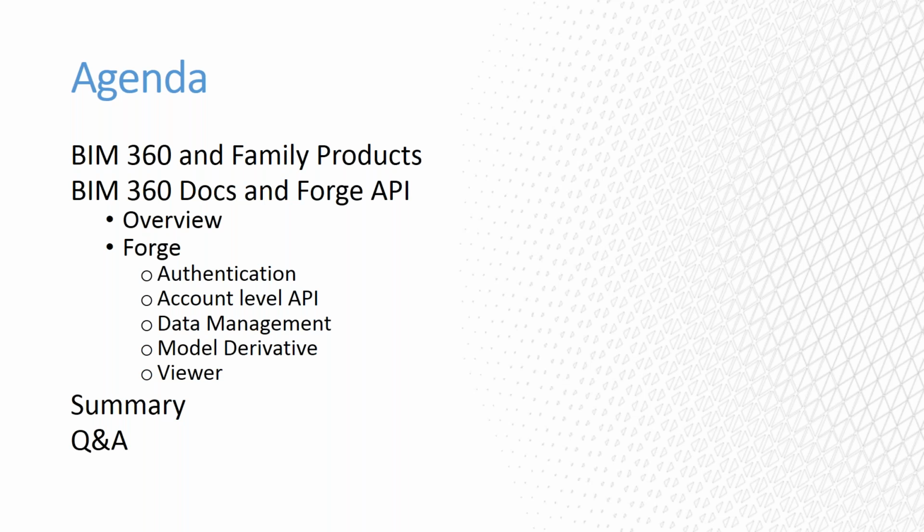So I'll go through the BIM 360 and family product overview, followed by Docs and Forge APIs. There is no such thing as a Docs API, because Docs is a good example of using Forge internally. And I would like to explain what it means by giving an overview, followed by a very quick explanation of the Forge APIs.